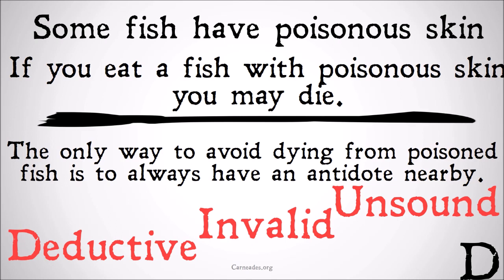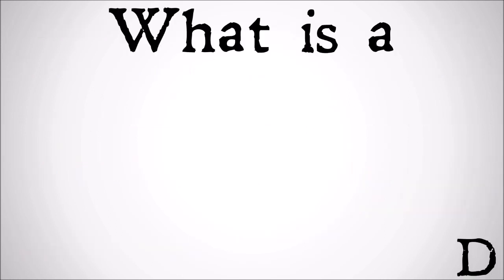So it's invalid. And therefore the argument is unsound, despite the fact that the two premises are probably true. Some fish probably have poisonous skin, and if you eat some of the fish with poisonous skin, you may end up dying. So, despite the premises being true, the argument must also be valid in order to be sound. So because it's invalid, it must be unsound.